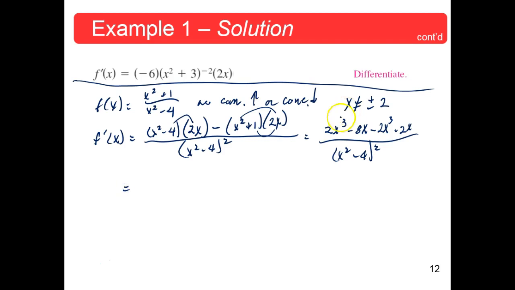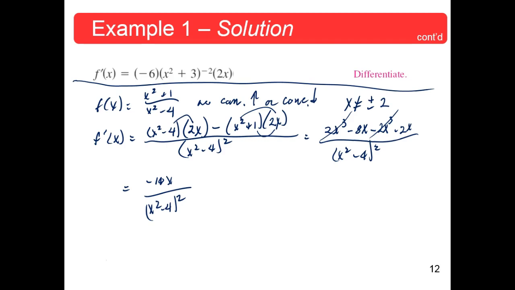How? Well, the 2x cubes disappear, which is pretty nice. And the x's combine to be minus 10x over (x squared minus 4) squared. So there's your f prime of x. Now, later we'll be interested in where that's equal to 0, like we used to be.